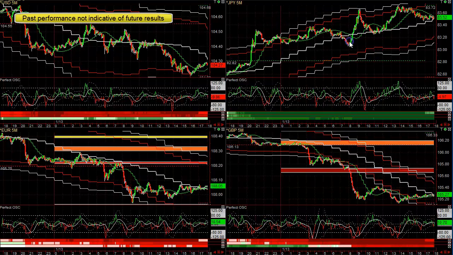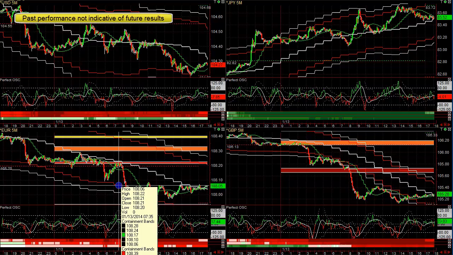It made a pullback. Notice the perfect oscillators at the minus 80 level. These are usually perfect places to buy when the market is in an uptrend. If you see a currency that's super weak, when it hits the plus 80 level, you want to look for sells.